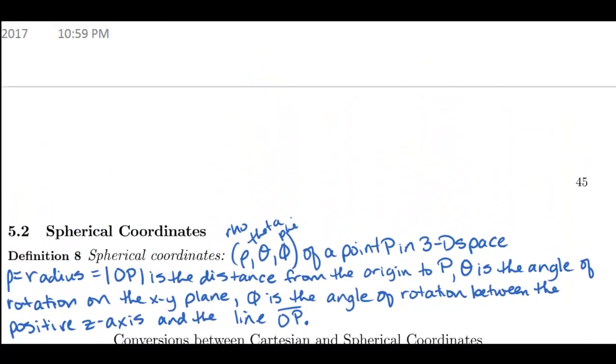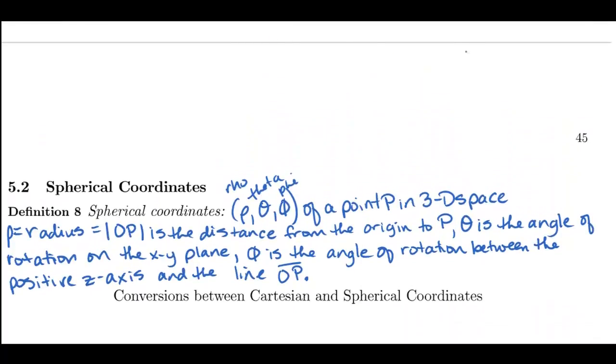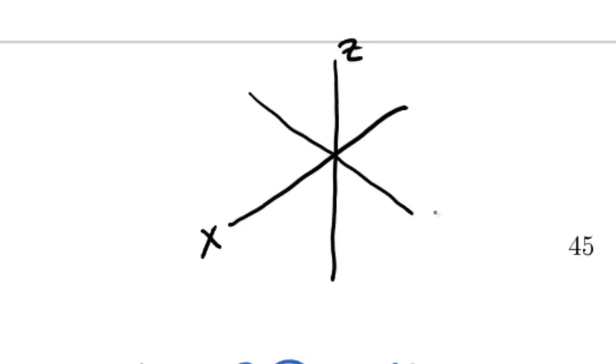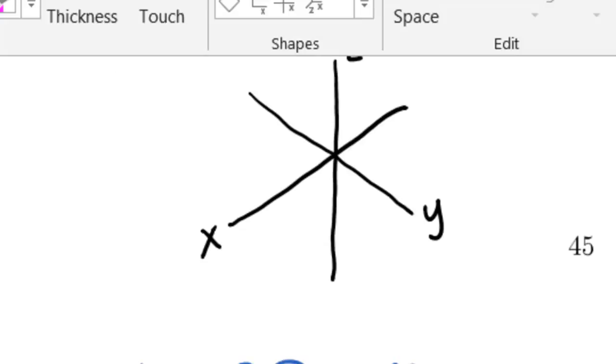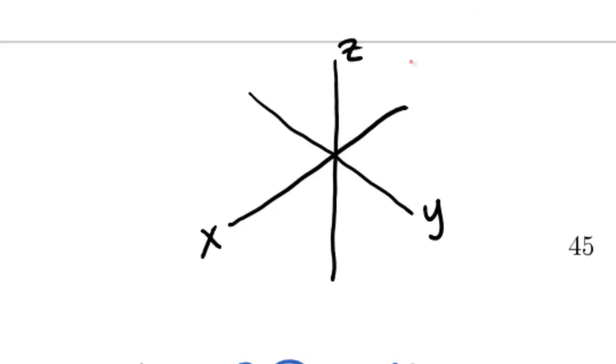If we were to draw that out in three-dimensional space, we have our z-axis going from up to down, and then our xy plane is kind of coming out of the page, if you will. So here's our x, here's our z, here's our y. Again, these are all supposed to be perpendicular to each other. Now, if we have some point P, we'll locate it here, and we draw our line from the origin to that point. So this is our radius rho.